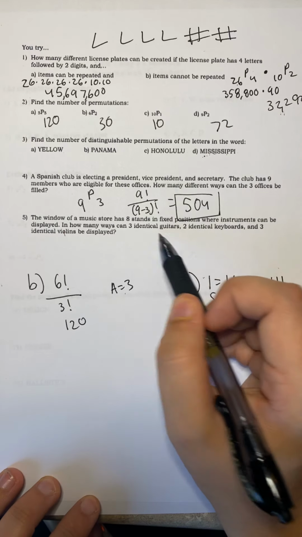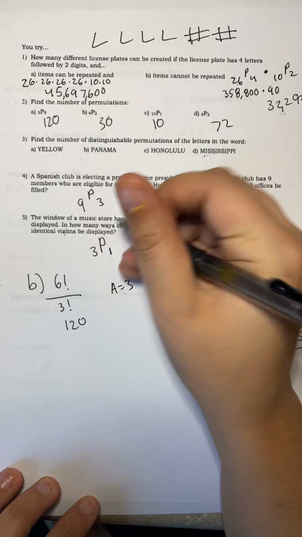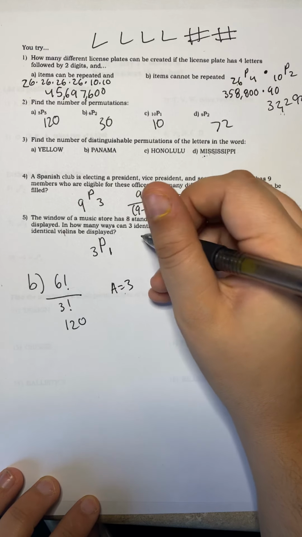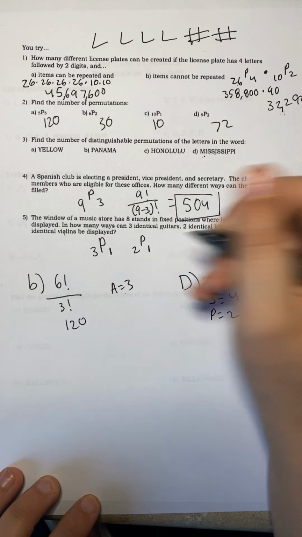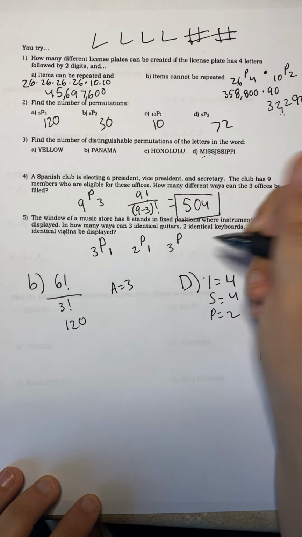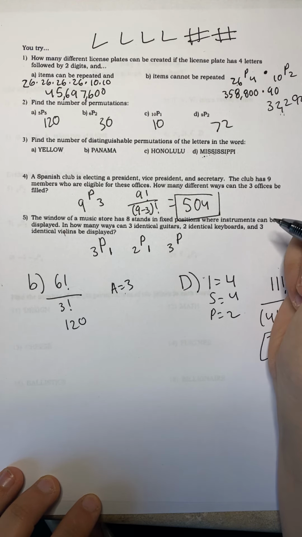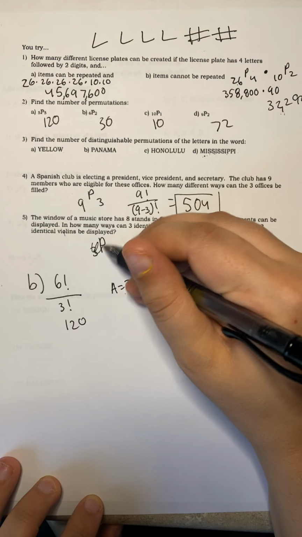Okay? So we want out of 3 identical guitars, we want to choose 1. Out of 2 keyboards, we want to choose 1. And out of 3 violins, we want to choose 1. Right? No. 8 stands in fixed positions. Oh, no. I'm thinking wrong.